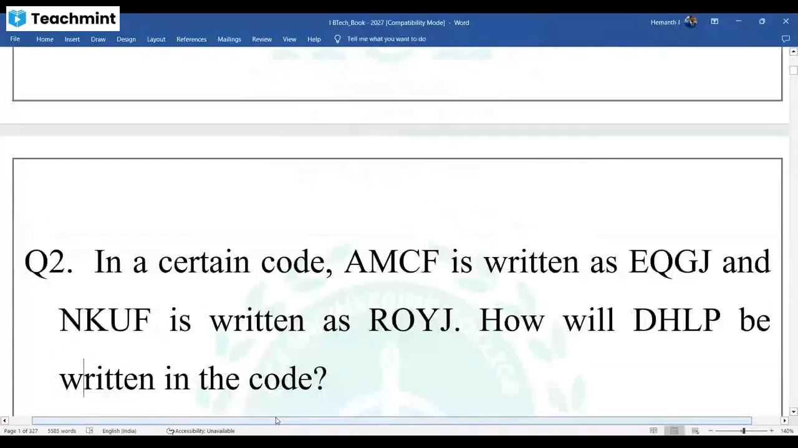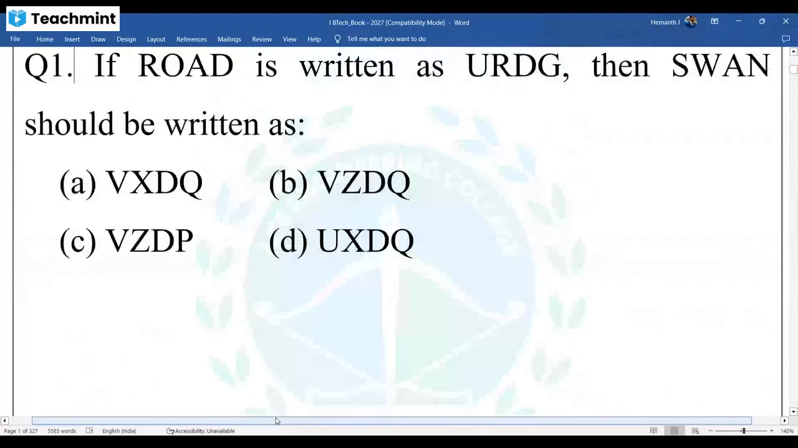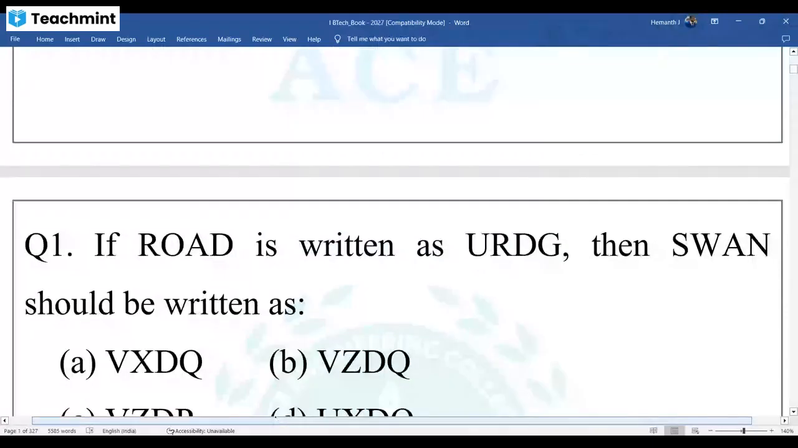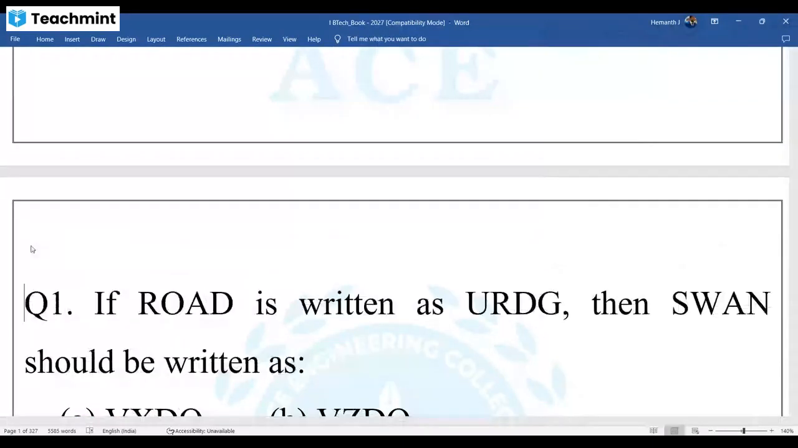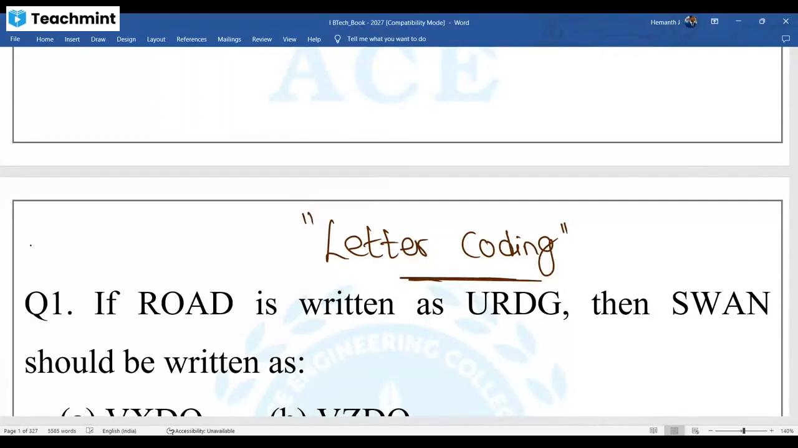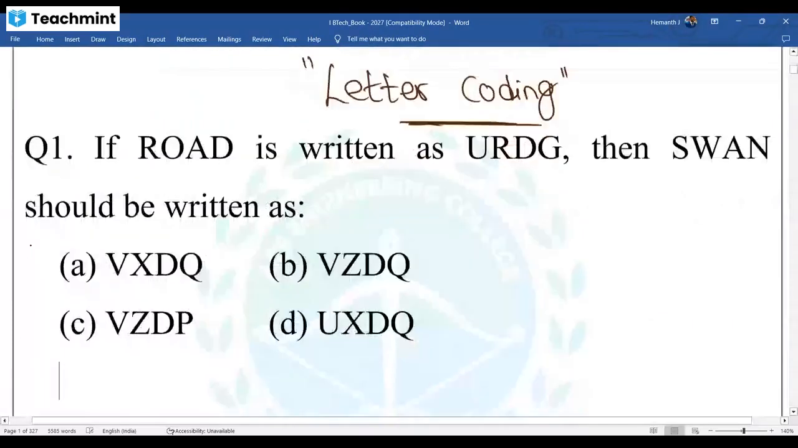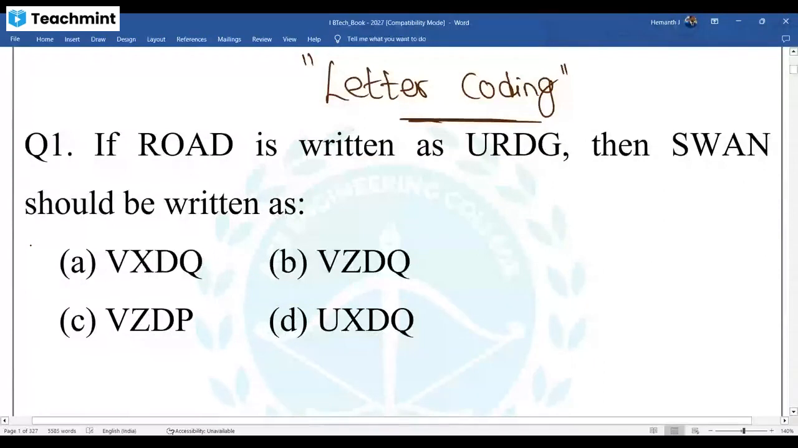Right. So let's see the first question here. This comes under letter coding. Sir, what model is this? This comes under letter coding. Why letter coding? Because ROAD is in letters, and they coded it as URDG, which is also in letters. We call it letter coding because letters are given in terms of letters only. If it is number coding, letters will be given in terms of numbers. Why is this required, sir? The main purpose is security.